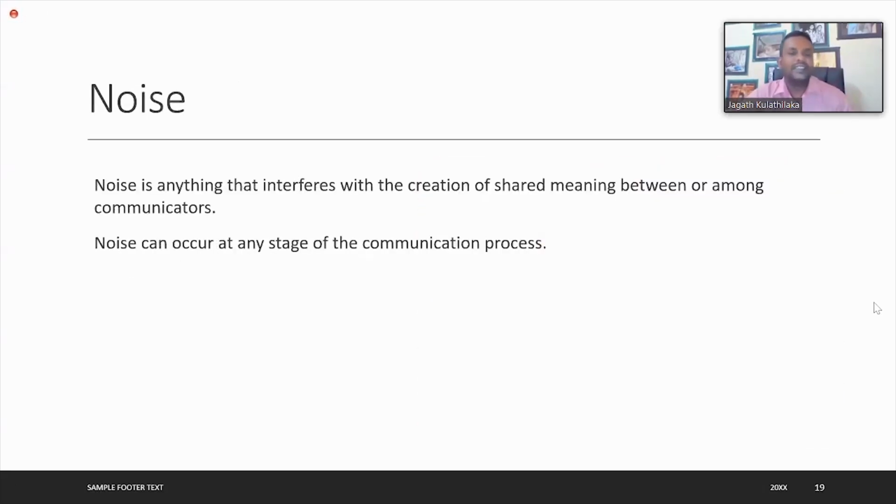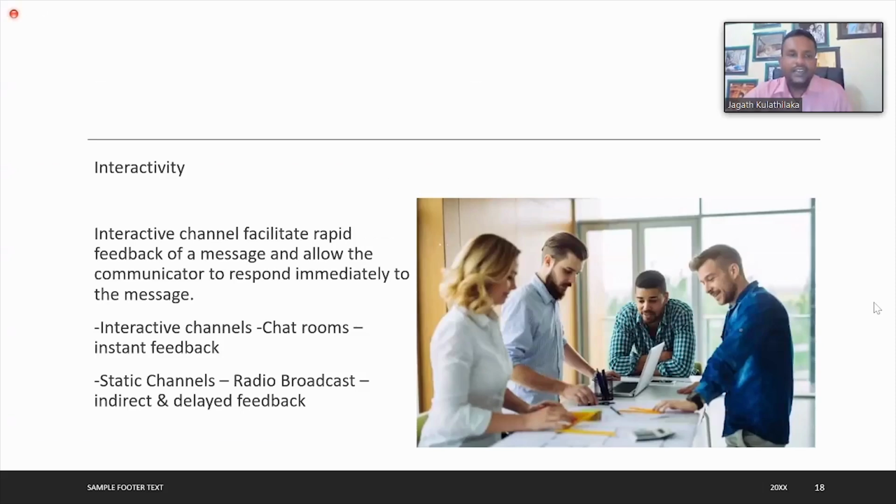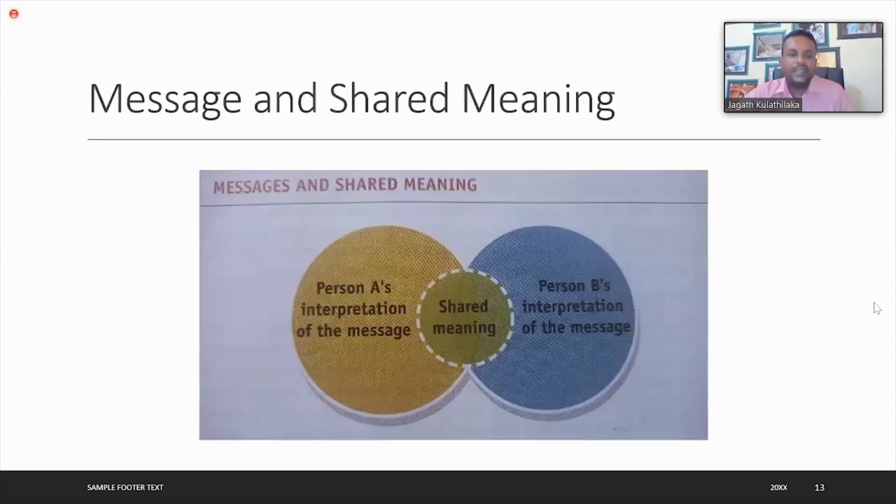One is noise. Noise is anything that interferes with the creation of shared meaning between or among communicators. That's what is meant or understood in communication. That means anything that interferes with the creation of shared meaning. So you should have an understanding now of what shared meaning is. Whenever communicators engage in the communication process, what we do is develop a shared meaning, right?